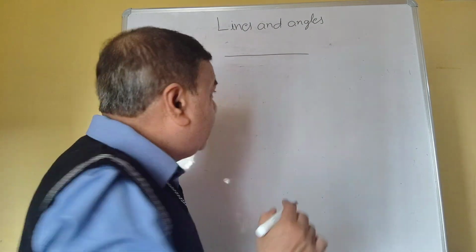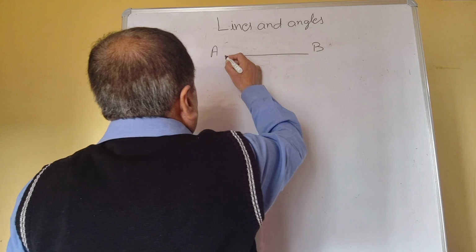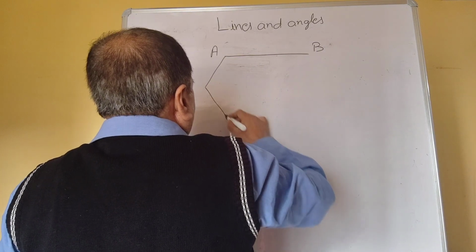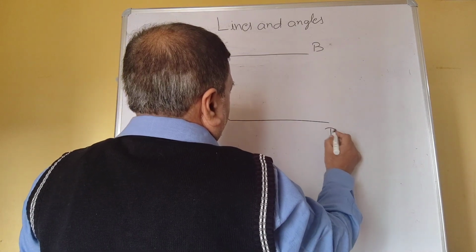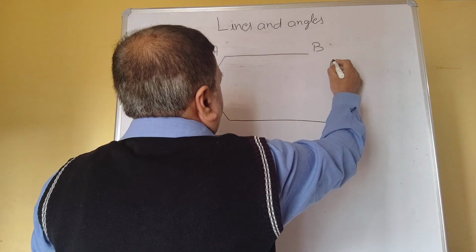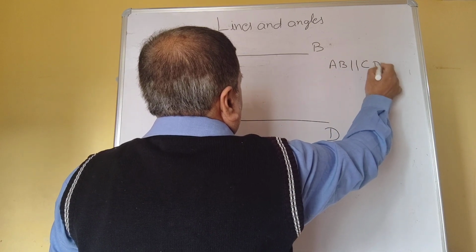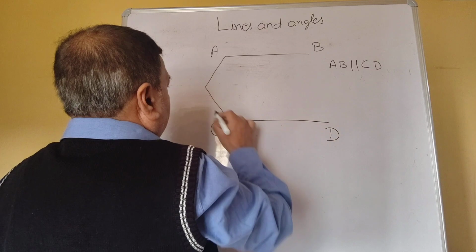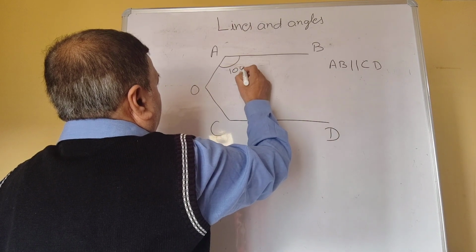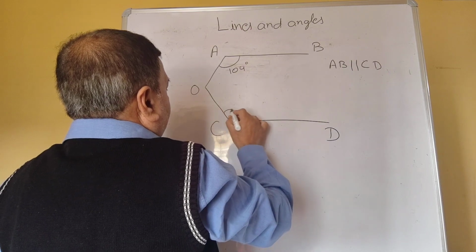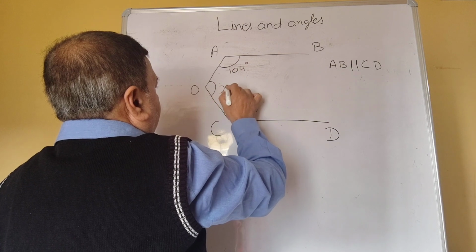Now one question, look at this. This is AB, and this is CD. So it's given that AB is parallel to CD, and this is O. And this angle is given as 104, and this angle is given as 116. And this is X.